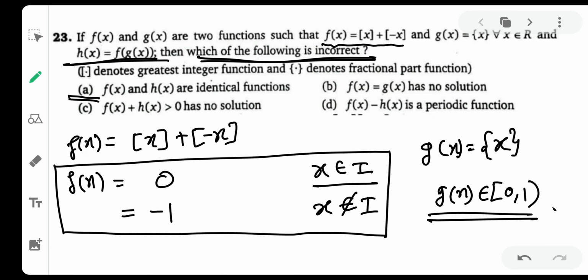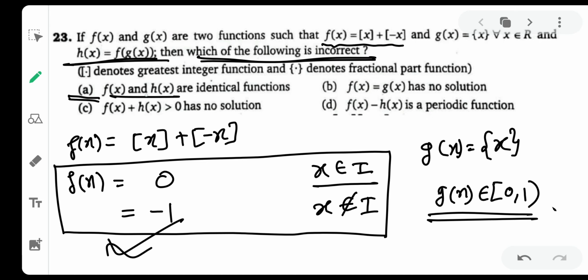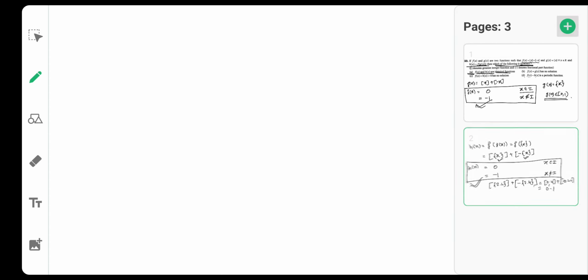So as you can see, f(x) and h(x) literally have the same definitions. It means this is the correct statement. But they have asked us for the incorrect statement. So the first statement is correct. Now let us check option B: f(x) equal to g(x) has no solution. So f(x) is either 0 or minus 1 and g(x) is the fractional part of x.